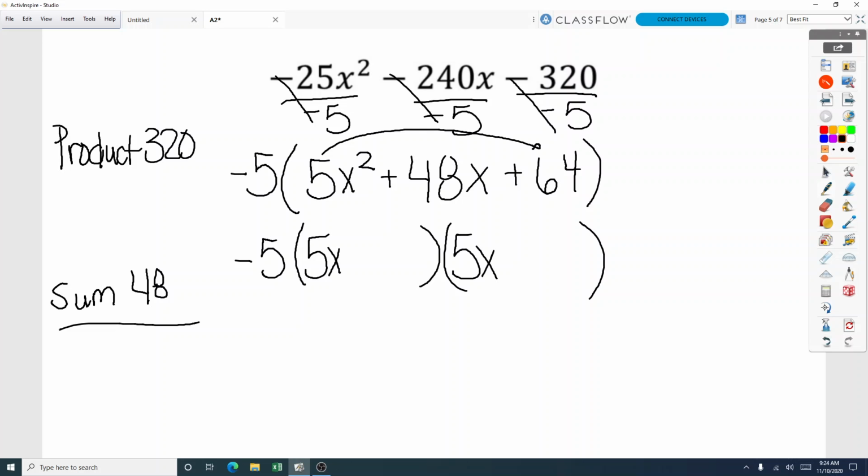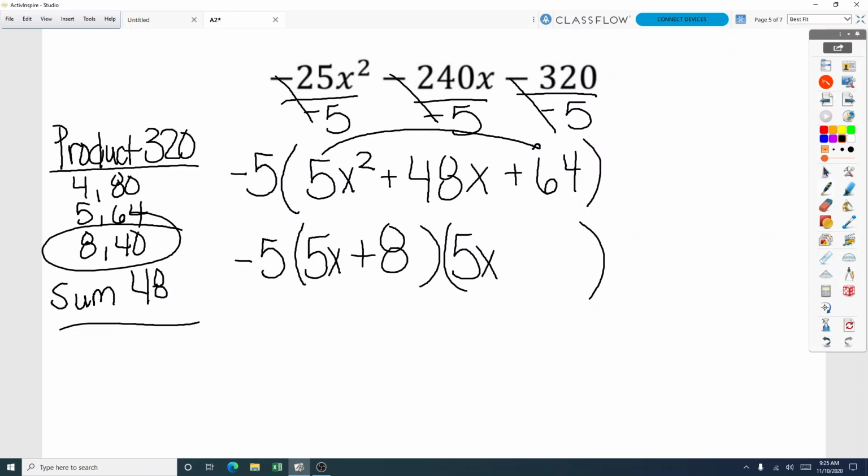So I'm going to start listing out some factors. Well, I'm not going to list 1 and 320 because I know that doesn't give me 48. I'm going to start with like 4. 4 and 80, that doesn't give it to me. Let's see, 5 and 64, that doesn't give it to me. Let's look at 8 and 40. So 8 and 40 does give me 48. So I'm going to say plus 8 plus 40.